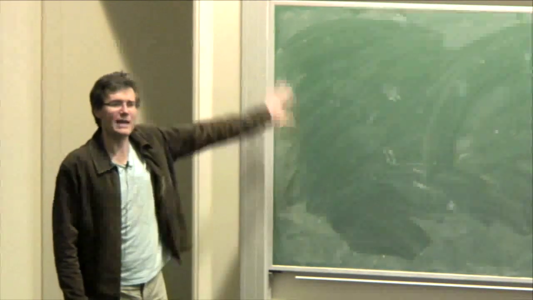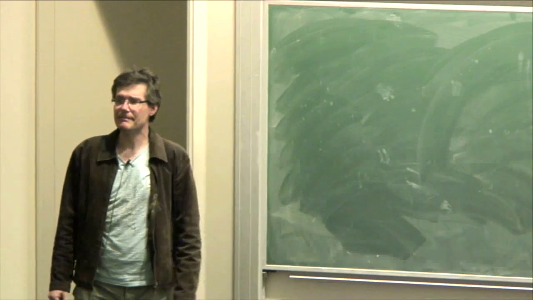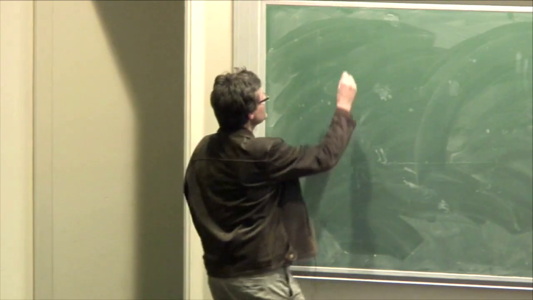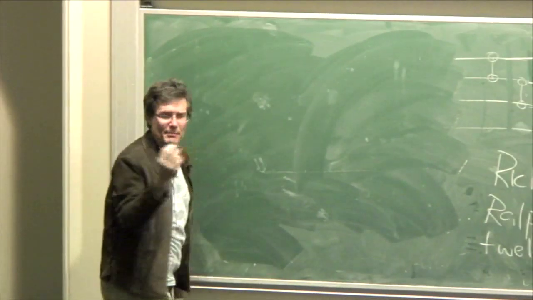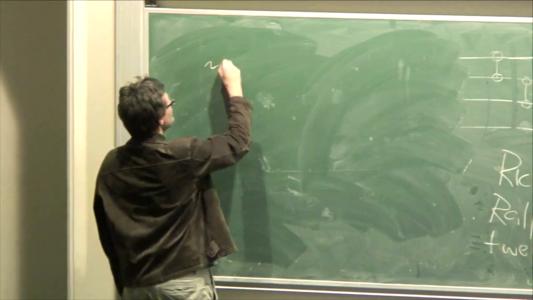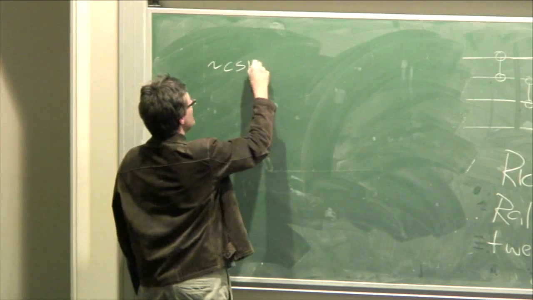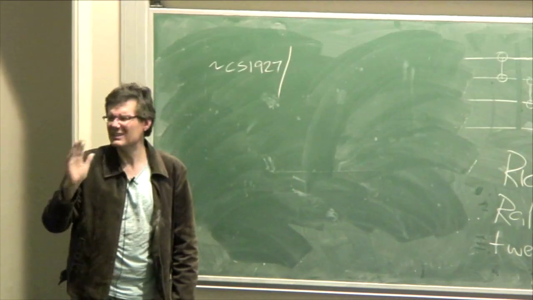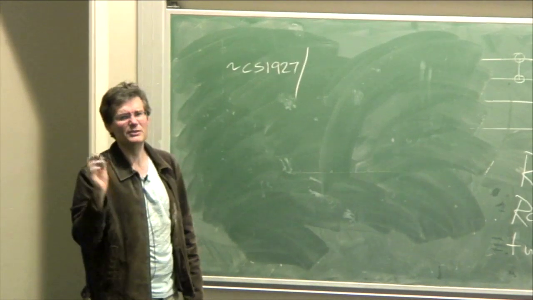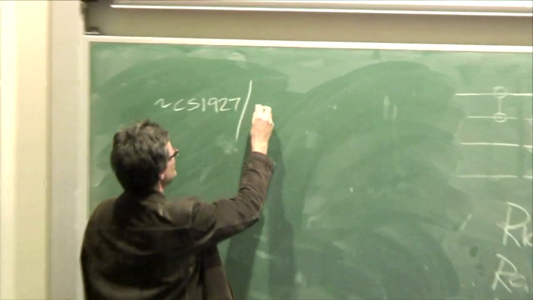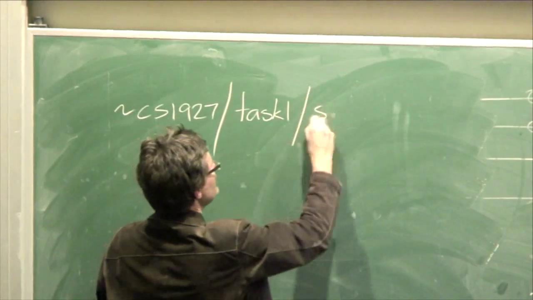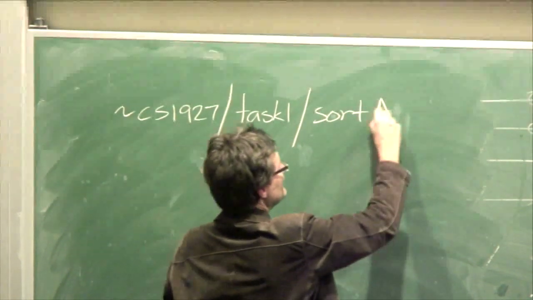What question was I about to answer on this beautifully clean board? Does anyone remember? How do you give input? Oh, how do you give input? Yeah, so we've got a sort function for you. I can't remember the path to it. It's something like tilde CS1927 slash, check this just before you run it because something bodgy was put in the draft spec. It's probably something like task 1 slash sort A.